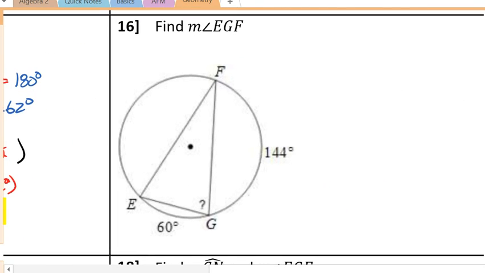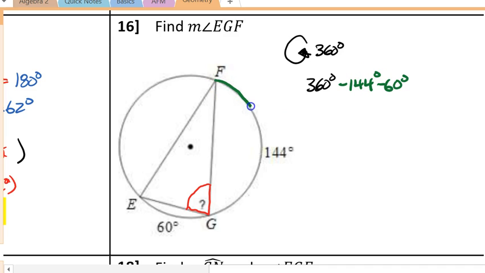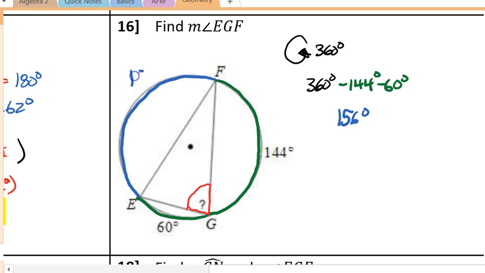Question number 16, once again we see a triangle. We are looking for this angle measure, but a little different this time. I don't know the other 2 angles in my triangle. Instead, I'm given 2 other arc measures. Well, once again, we know that there are 360 degrees inside of a circle. So if I took 360 degrees minus this 144 and this 60 degrees, which are here and here, that would give me my remaining arc measure there. So that would give me a value of 156 degrees.